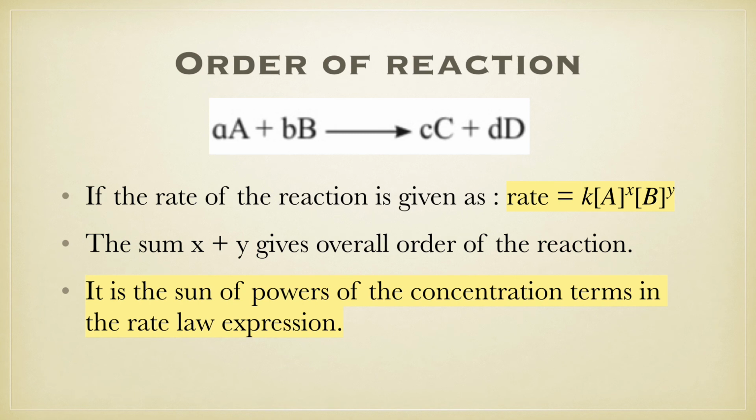So what is order of reaction? It is nothing but the sum of powers of the concentration terms in the rate law expression. Remember, we cannot find it out by simply seeing a reaction. What is very important? The rate law is important. Okay, so again, order of reaction is an experimentally determined value. So we can derive the order of the reaction by seeing the rate law expression. This is very important for you to remember. Okay, so let's see some examples of order of reaction.